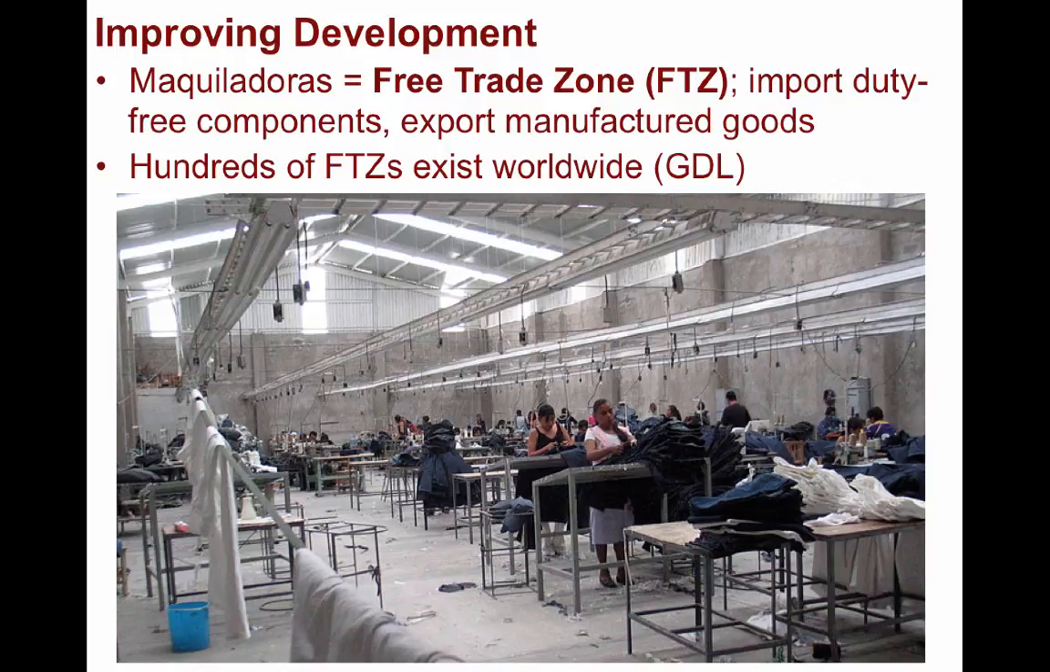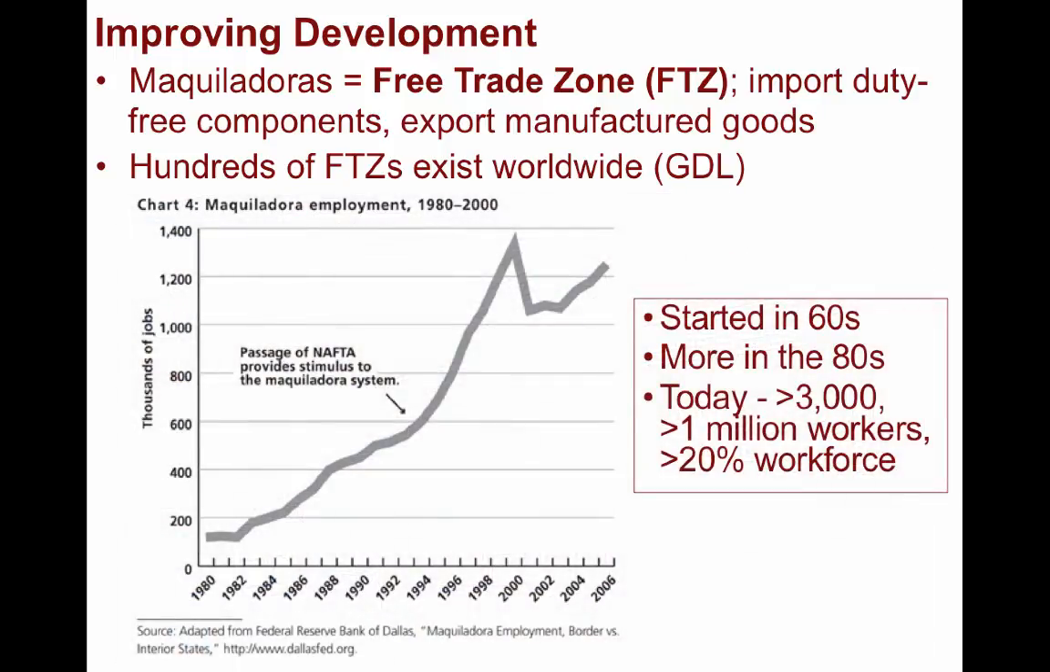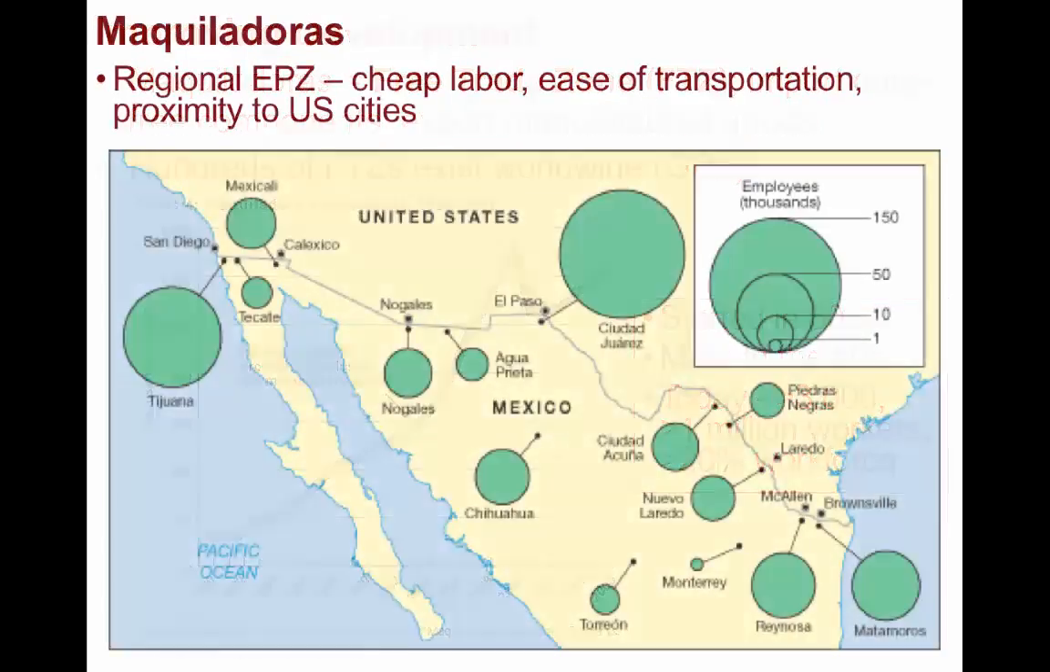Hundreds of FTZs exist around the world, predominantly as industrial parks in LDCs and NICs. In Mexico, this process began in the 1960s, but didn't take off until the 1980s. Today, there are more than 3,000 assembly plants, employing over 1 million workers, and this accounts for around 20% of Mexico's entire labor force. Mexico has been a regional EPZ for decades, especially since the ratifying of NAFTA in 1994.